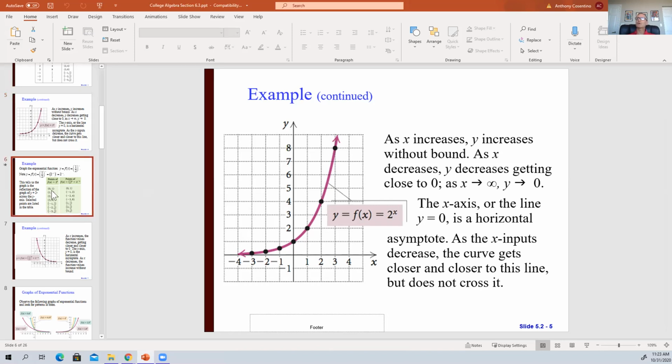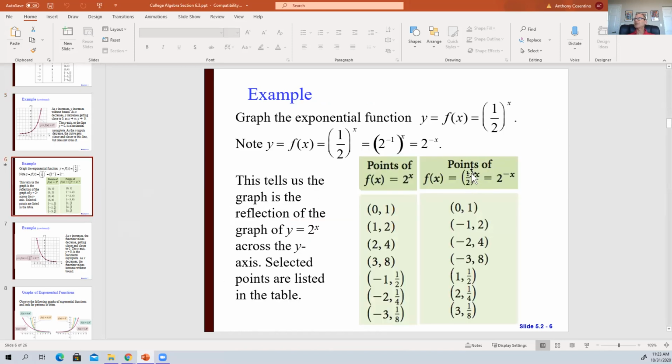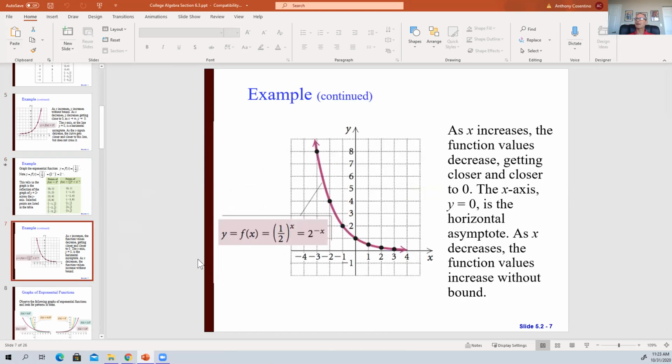It's interesting, if you change it and make the base a fraction, 1 over 2, for example, you see that it is the complete opposite. Now it ends up blowing up when you go in the negative direction and goes down to 0 in the positive direction.